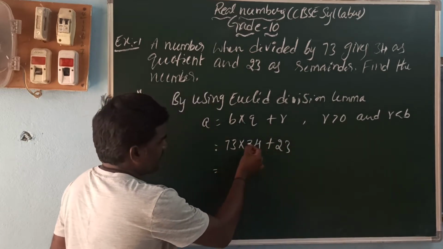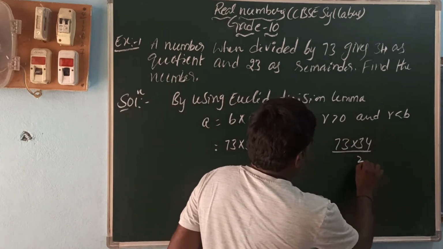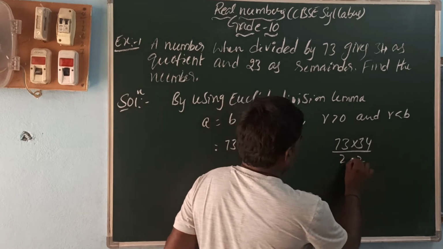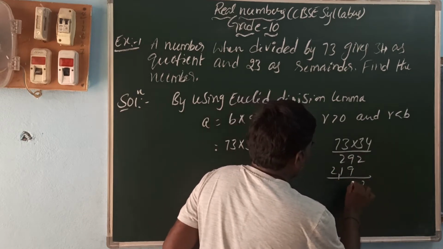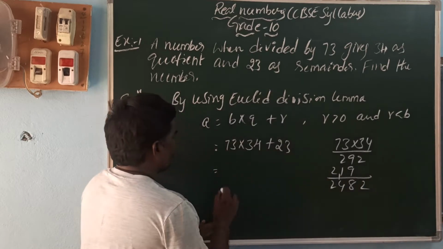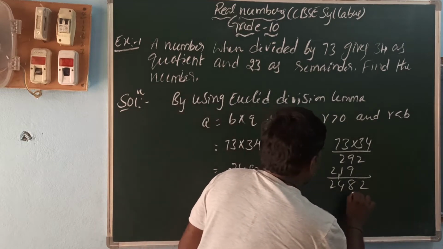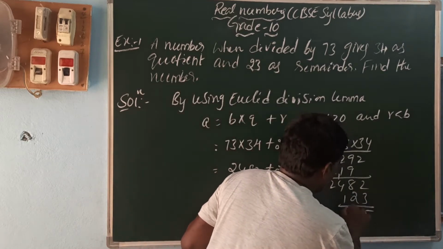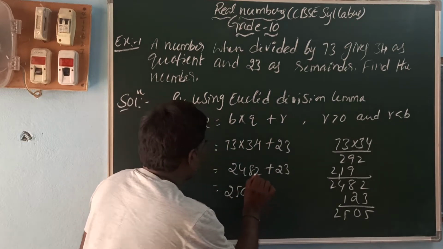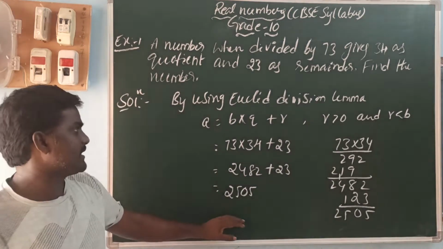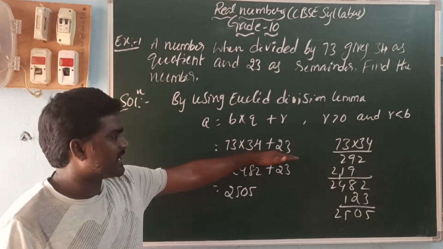Here, 73 into 34. 4 3s are 12, 4 7s are 28 plus 1 is 29, 3 3s are 9, 3 7s are 21. So 2482. Adding 23, that is 2505. So what is the number? 2505. This number is divided by 73, the quotient is 34 and the remainder is 23.